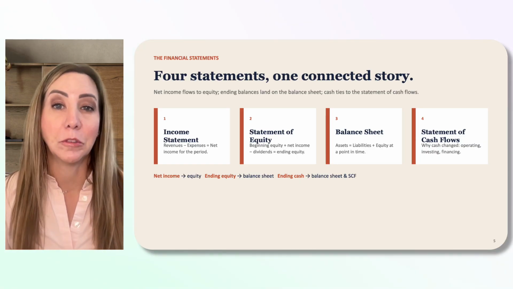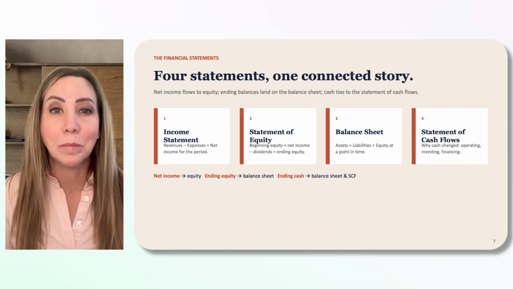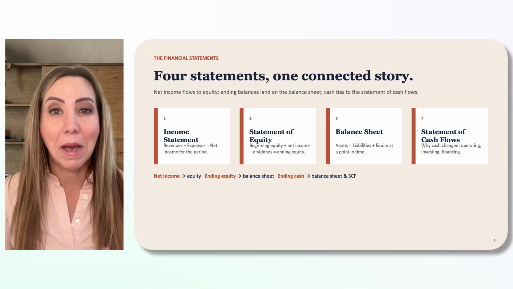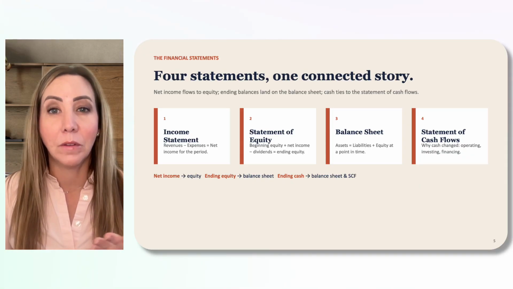But here's the part I really want you to understand. These statements are simply a formal presentation of the numbers we've been keeping track of all year. The balance sheet is just an organized presentation of the balances in all of our accounts. What do we have, and who does it belong to?